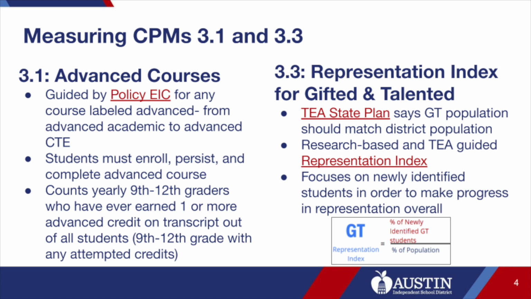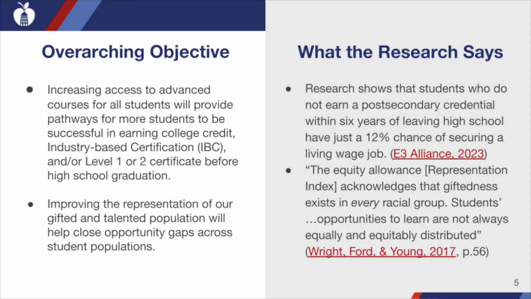Our overarching objective with these constraint progress measures is to increase access to advanced courses and pathways for all students in order to provide more meaningful opportunities for students to graduate high school with college credit, an industry-based certification or an IBC, and a level 1 or 2 certificate. Additionally, we want to improve the representation of our gifted and talented students in order to close opportunity gaps across different student groups. These objectives are supported by research.